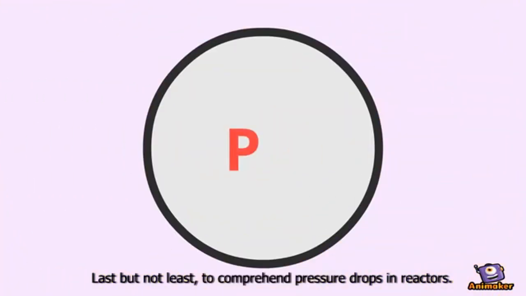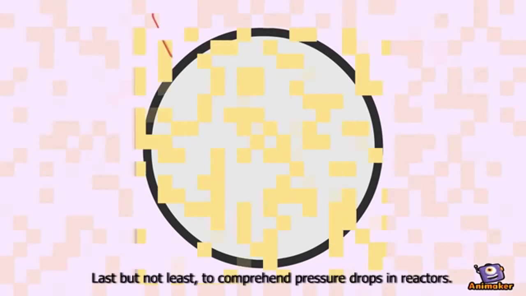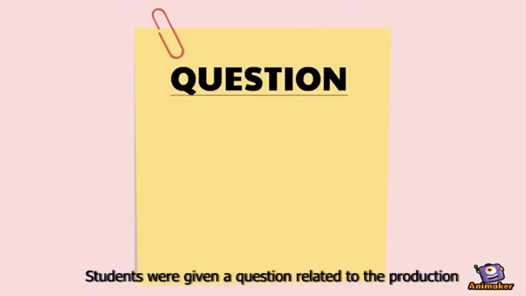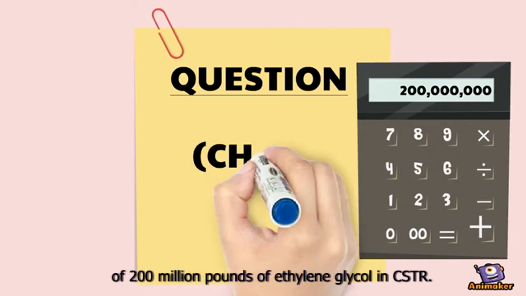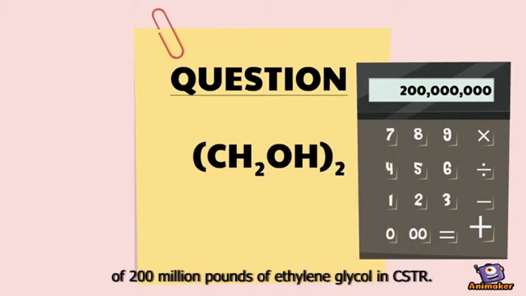Last but not least, to comprehend pressure drops in reactor, students were given a question related to the production of 200 million pounds of ethylene glycol in a continuous stirred tank reactor.